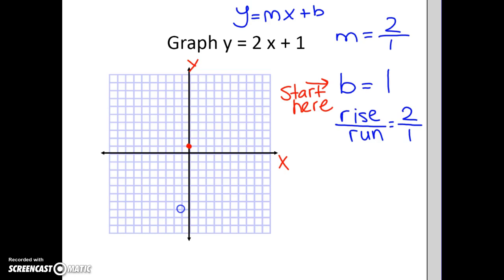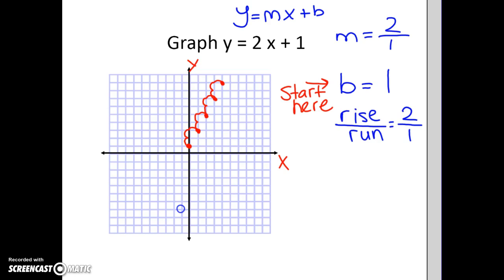In my slope, my rise over my run is 2 over 1. So I'm going to rise 2, 1, 2. I'm going to run in a positive direction 1, and I'm going to put another point. I run in a positive direction because this number is positive. And then I'm going to do it again. I'm going to rise 2, and I'm going to run 1, and I'm going to put a point. Because a line continues on forever. So rising 2, running 1, and putting a point.